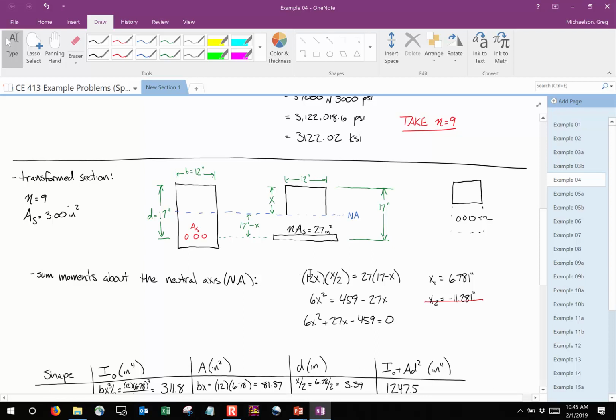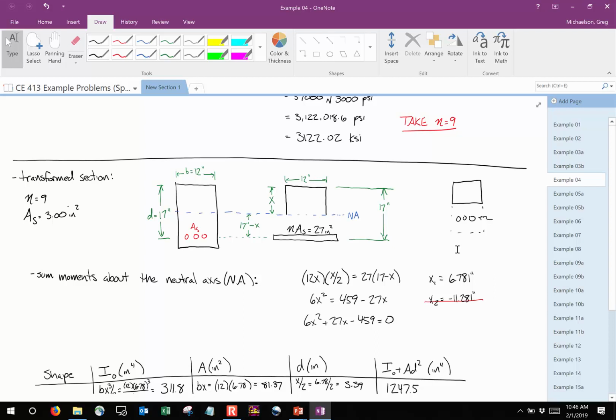I knew you had a question. I'm still hung up on the area times the lever arm, right where your cursor is. I've been looking at it. I thought there was an easy way to understand it. I was just missing it. But it's 12x, which is the area, times the lever arm. Yes. And then it's the area, 27. Yes. 17 minus x. Why is that not divided by 2?